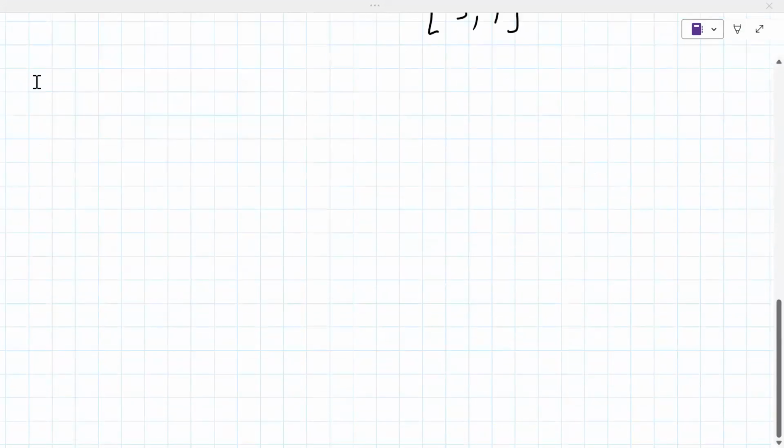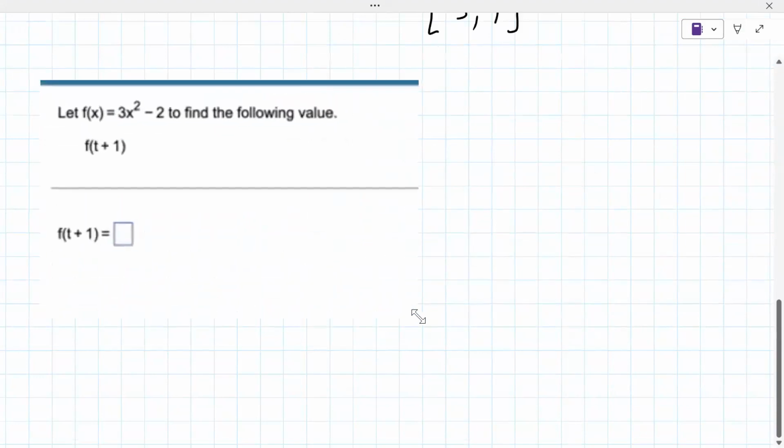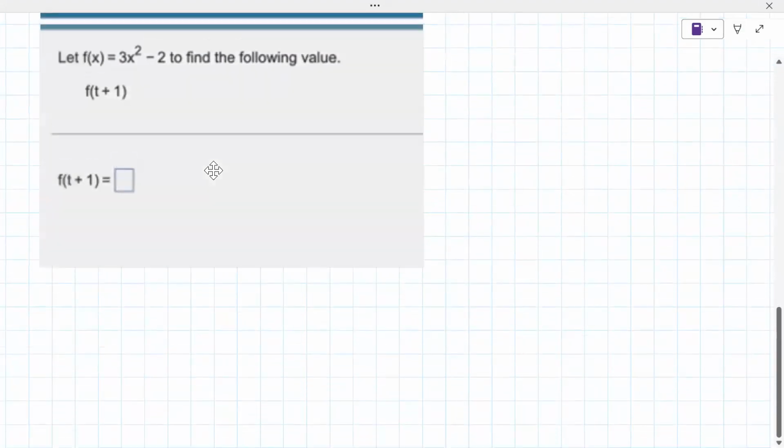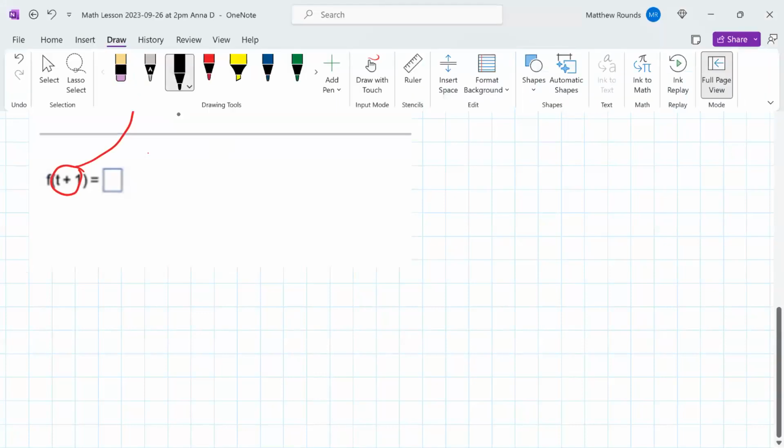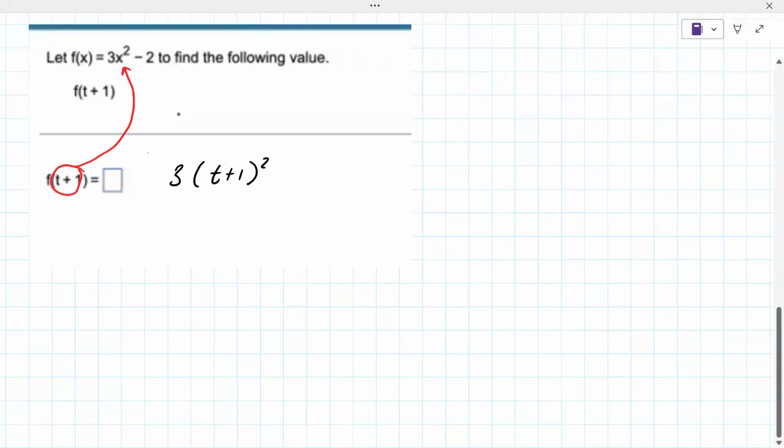All right. Next problem here is: let f of x equal 3x squared minus 2, find the following value. This really leads in nicely to the next question. That's why I chose it. It means to take the t plus 1 and put it in for x. It's 3 times t plus 1 squared minus 2. This is really t plus 1 times t plus 1 in parentheses, minus 2.